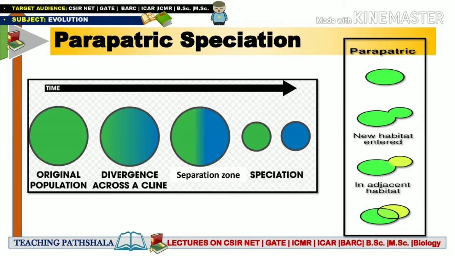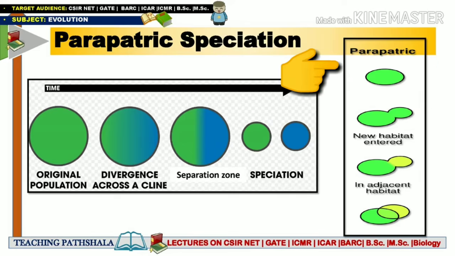This is a diagrammatic representation of parapatric speciation. Originally there is an original population, shown in green color, and after that there is a divergence across a cline. That means a divergent point has been created, and due to that a separation zone forms. From this zone a separate population will form, and after that there will be a process of speciation.